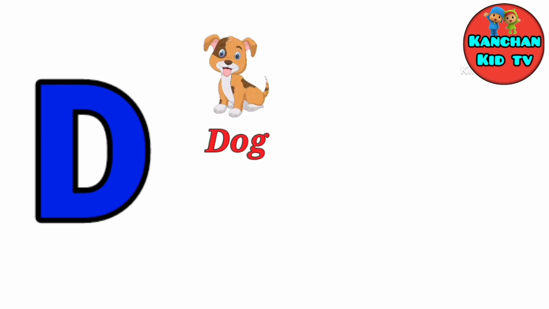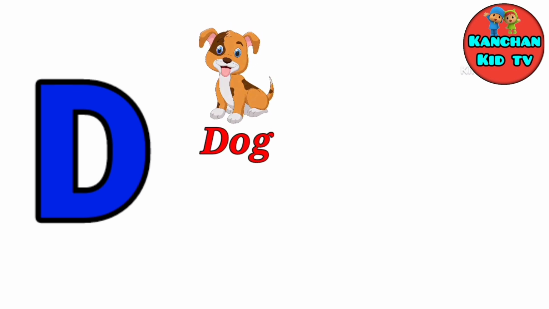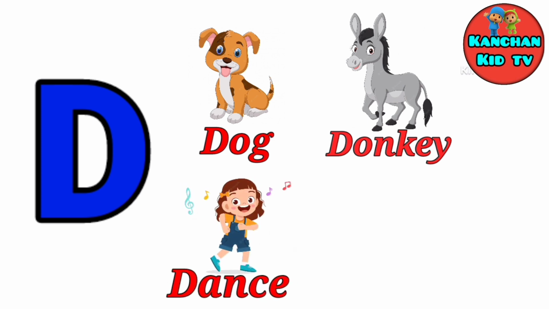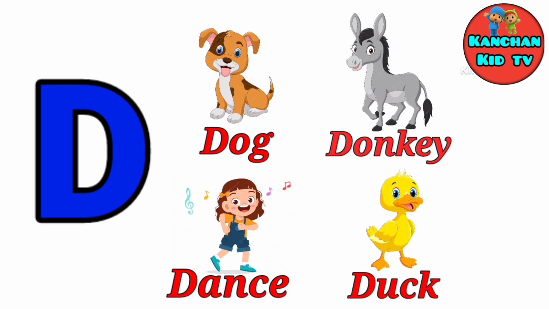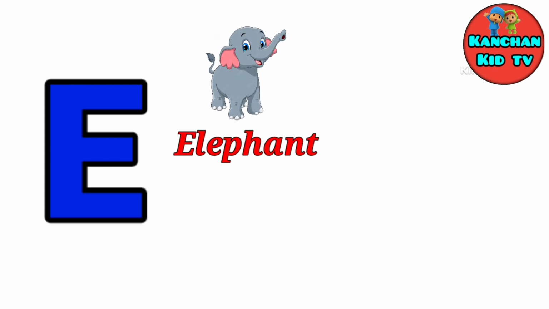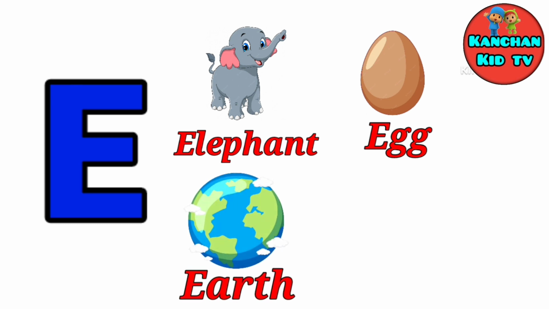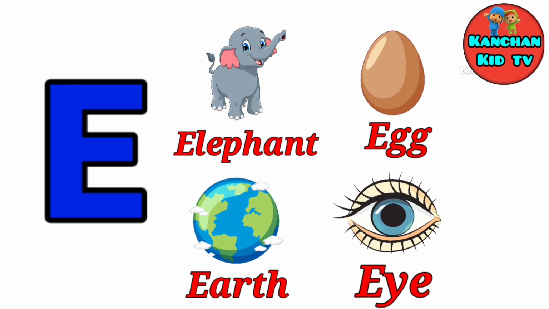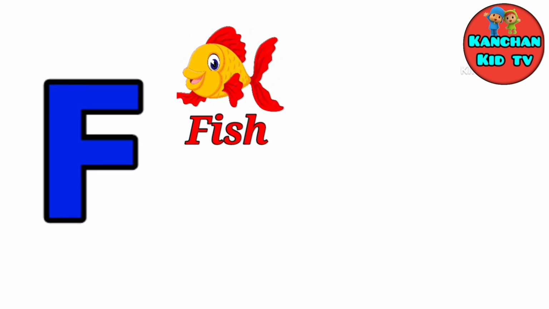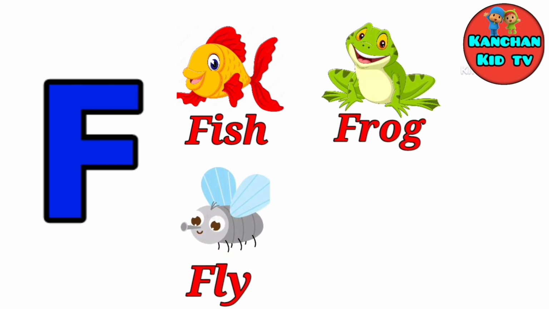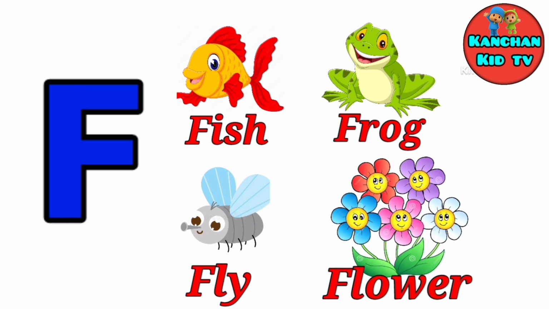D for dog, D for donkey, D for dance, D for duck. E for elephant, E for egg, E for earth, E for eye. F for fish, F for frog, F for fly, F for flower.